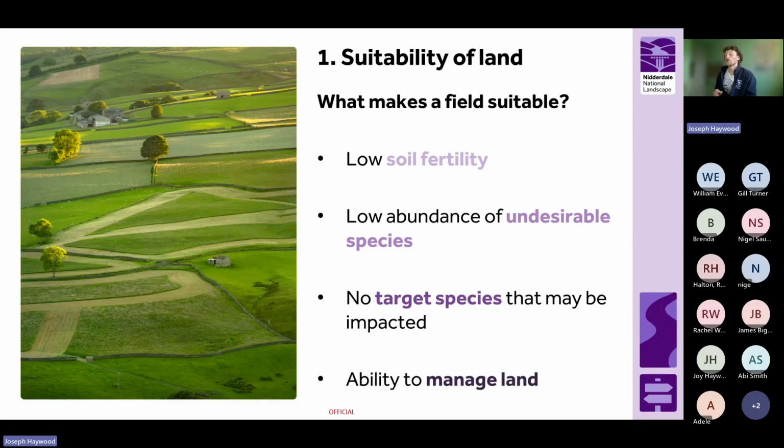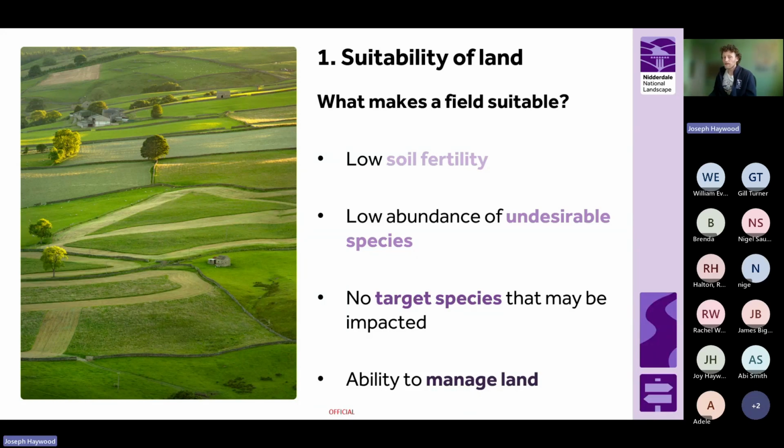And finally, your ability to manage the land ongoing into the future after that first year's restoration. A meadow is a semi-natural habitat that, if you just left with no management, in 100 years or so would eventually become a broadleaf woodland. So it's really important that you have some sort of management year on year out to maintain it as a grassland.